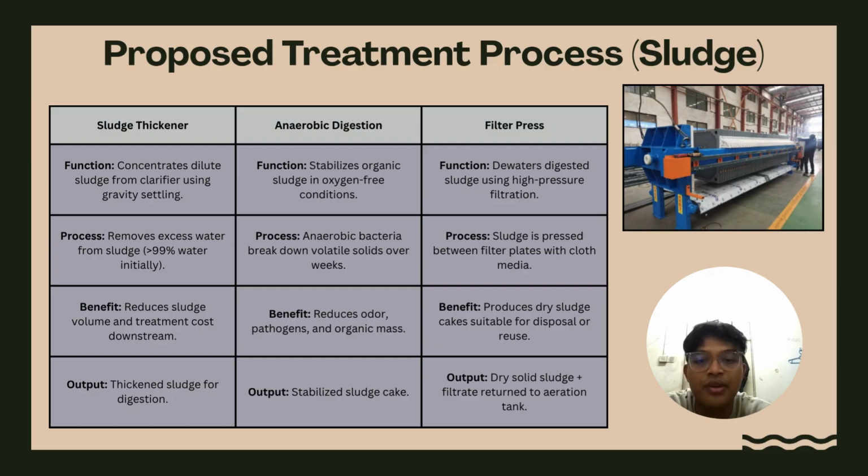Finally, the filter press removes remaining water under high pressure, producing dry sludge cake suitable for disposal or reuse, while the filtrate is recycled back to the aeration tank for further treatment.